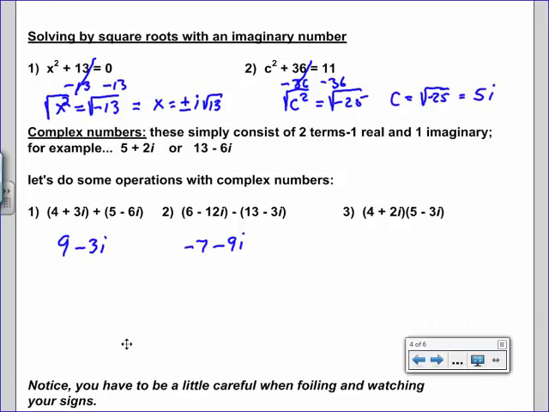Now the next example is a little more complicated because there isn't any plus or minus. This is actually FOIL over here in example 3. So multiply 4 times 5 is 20. Outside minus 12i. Inside plus 10i. And the last, you'd have minus 6i squared.